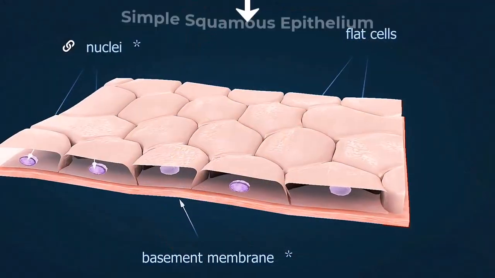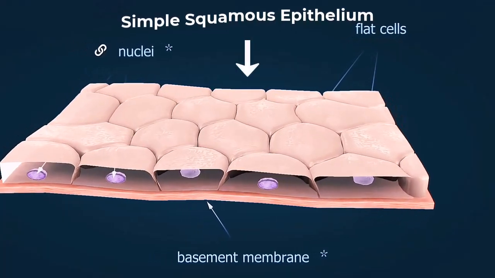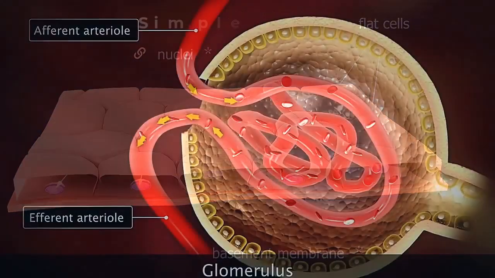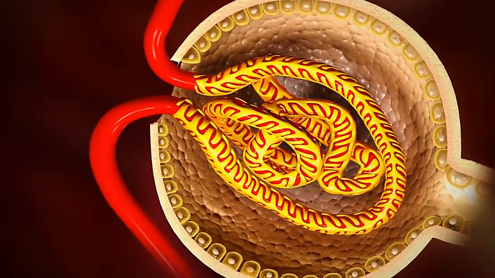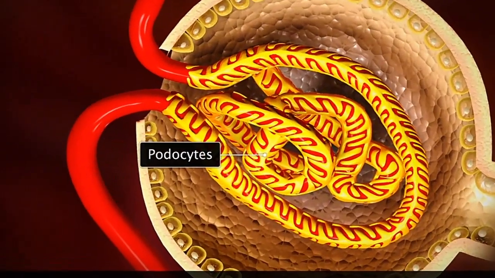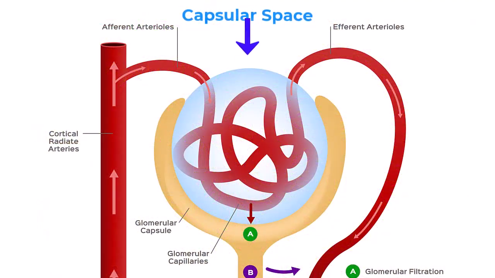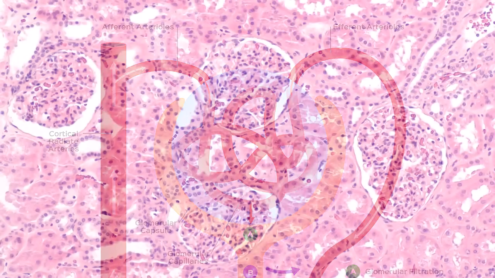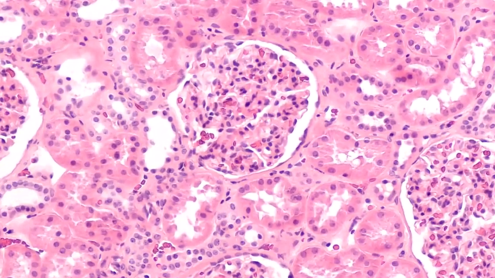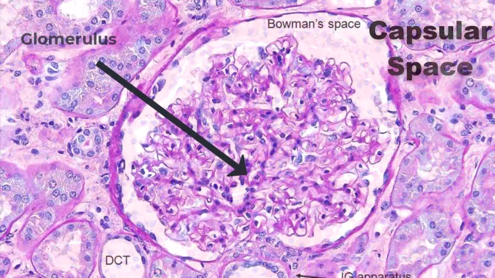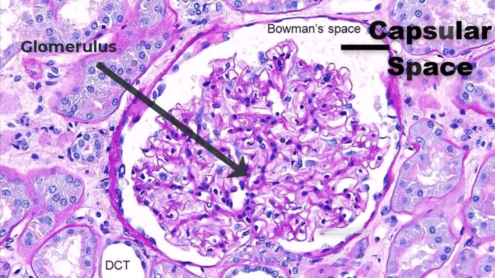The parietal, or outer layer, is composed of simple squamous epithelium. The inner layer consists of elaborate cells called podocytes. Podocytes are wrapped around the capillaries of the glomerulus. The two layers are separated by a filtrate-collecting capsular space. In histological sections, the space appears as an empty, circular, or C-shaped space around the glomerulus.